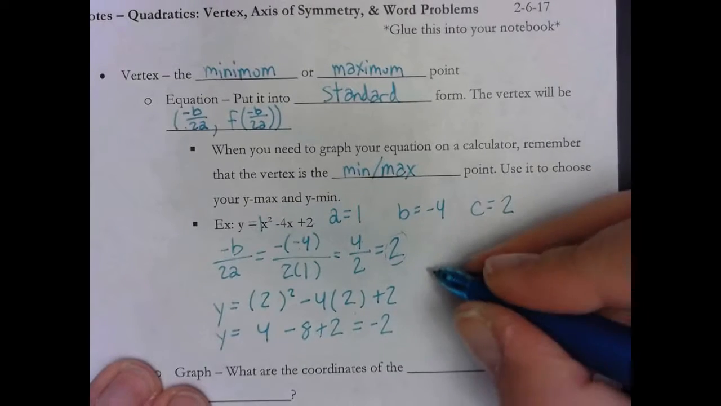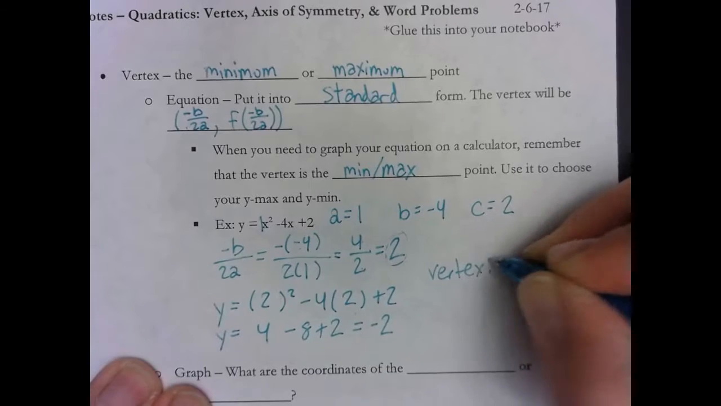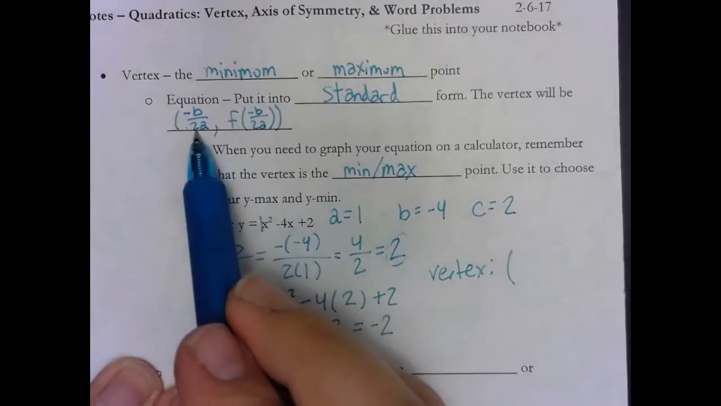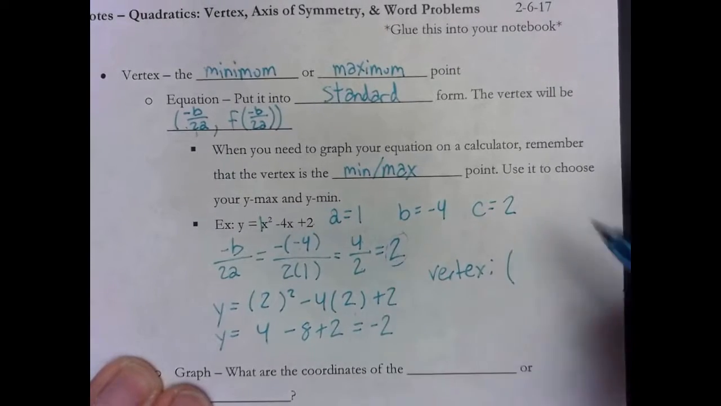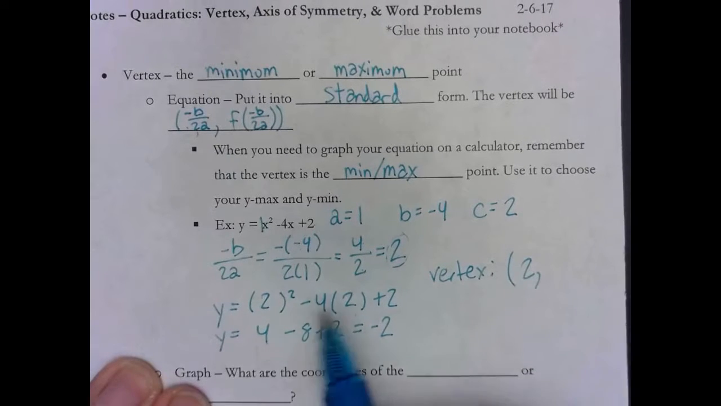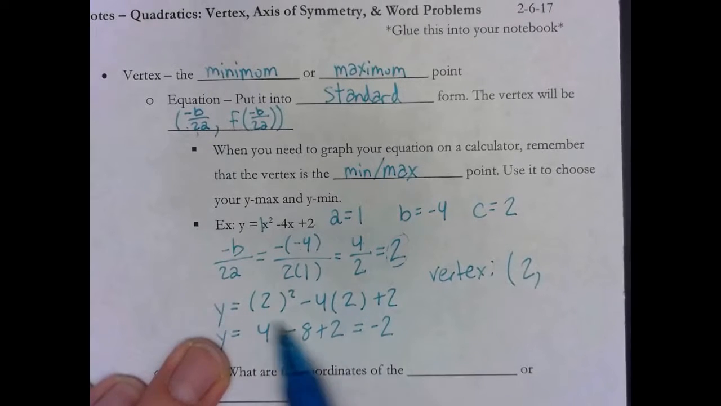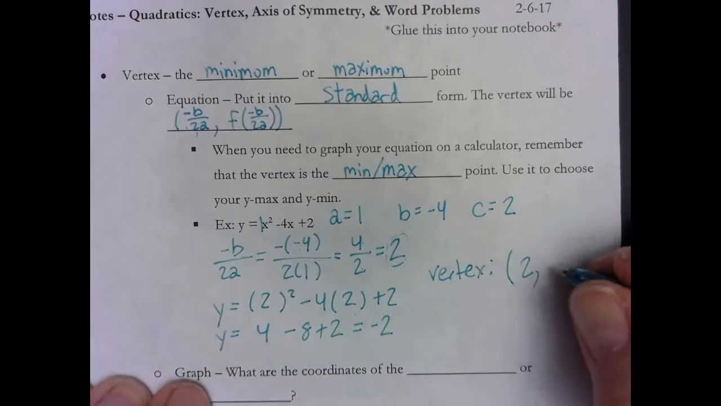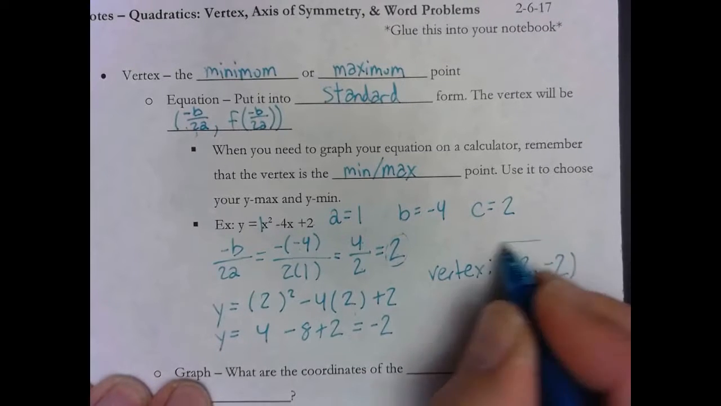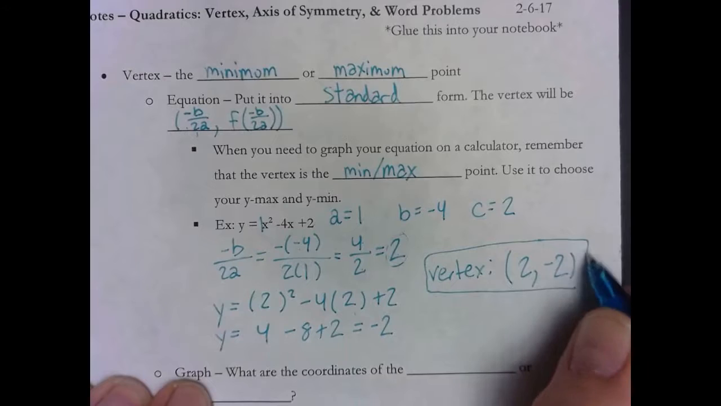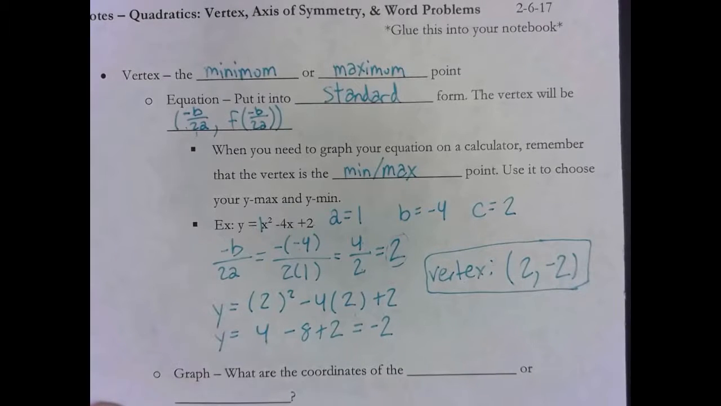That means our vertex is at negative b over 2a, which we said is 2. And then the y value for that. So when we plugged in x, we got y equals negative 2. That's our vertex. Cool, let's look at a graph.